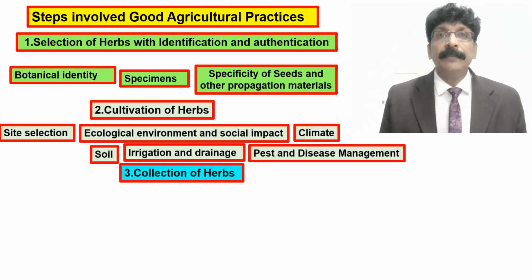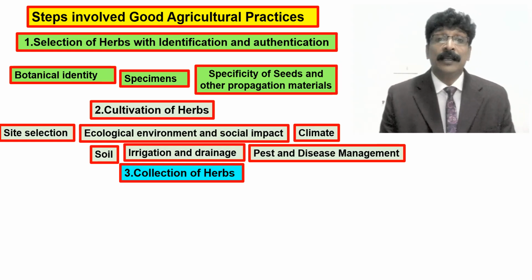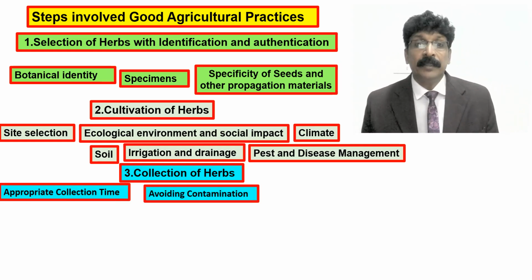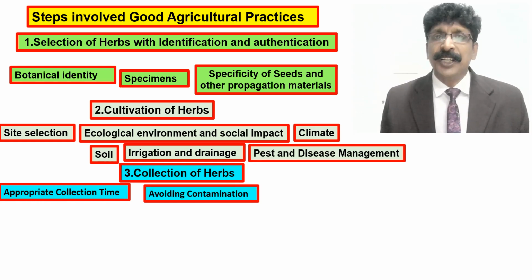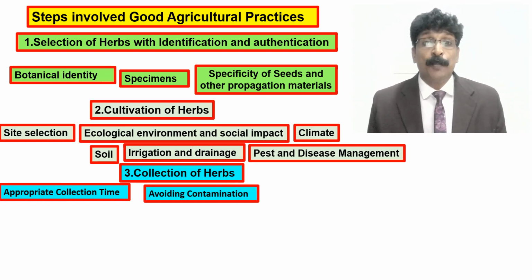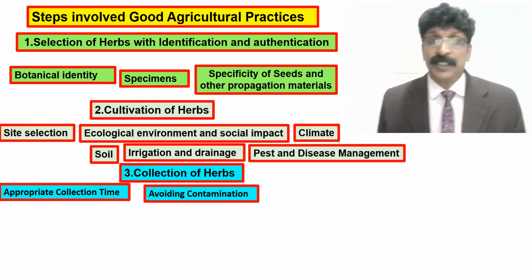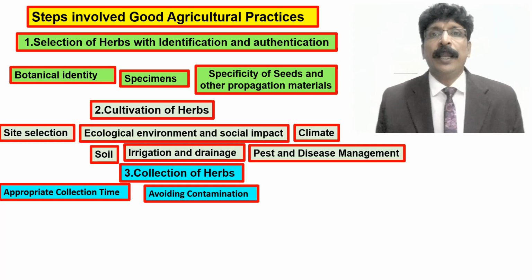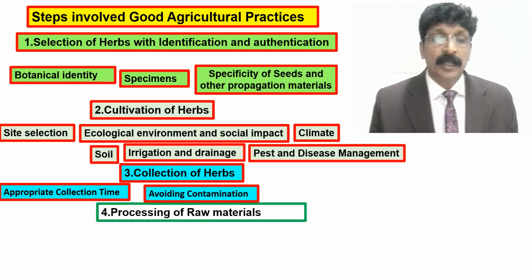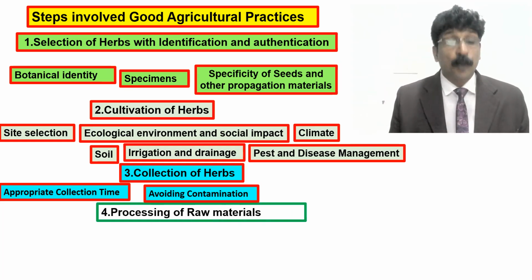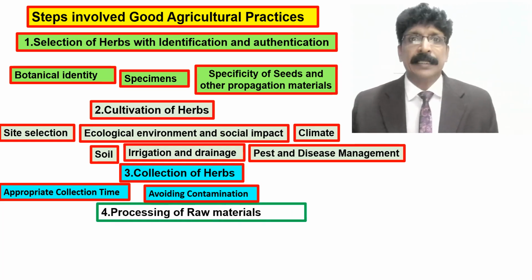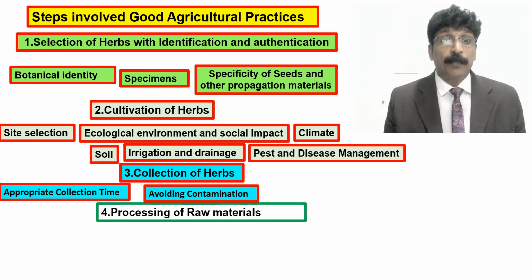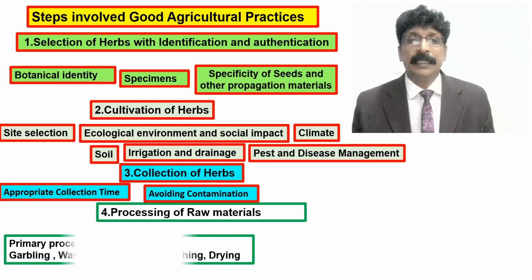Number 3, collection of herbs, appropriate collection time and avoiding contaminations and other things. Parameters are there in collection; especially, harvesting is the other word which we can use while collecting the herbs. Number 4 is processing of raw materials. Repeated 5 mark questions have been asked in this topic, processing of raw materials.